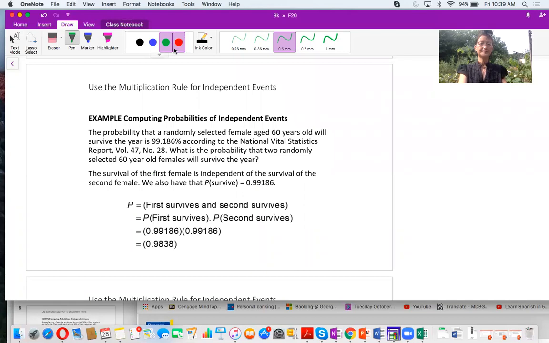Okay, example. Compute the probability of independent events. The probability that a randomly selected female aged 60 years old will survive the year is 99.186% according to the National Vital Statistics report. What is the probability that two randomly selected 60-year-old females will survive the year?